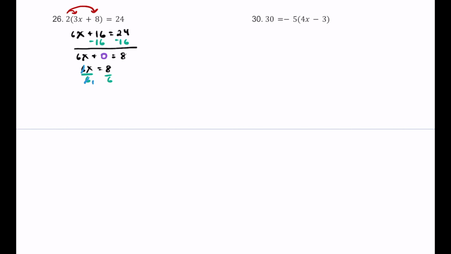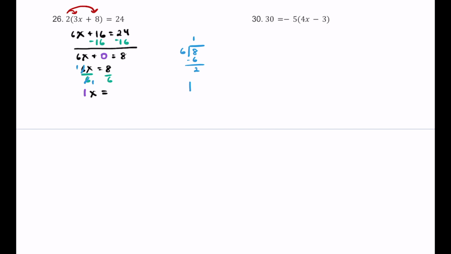These 6s will cross cancel to make 1, so we're going to get 1 times x, or 1x. And on the right side, we have 8 divided by 6, right? So there's a few ways you can do this, but I'm just going to write it out like this time. It's really 8 divided by 6. 6 goes into 8 once. 1 times 6 is 6, and the remainder is 2.